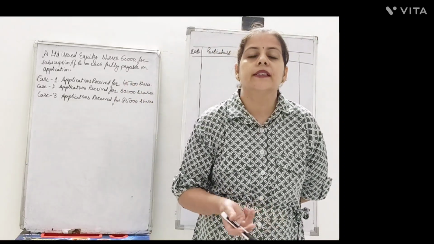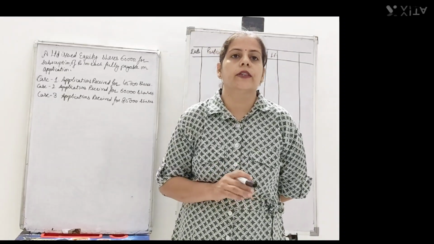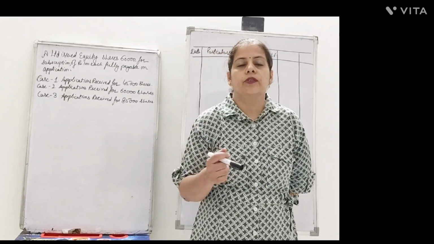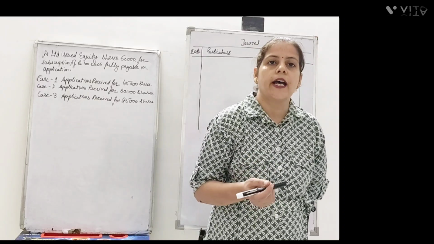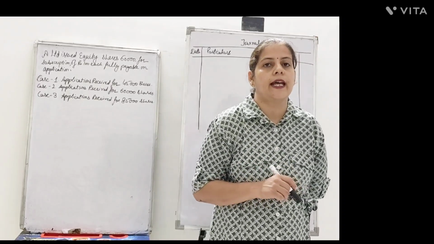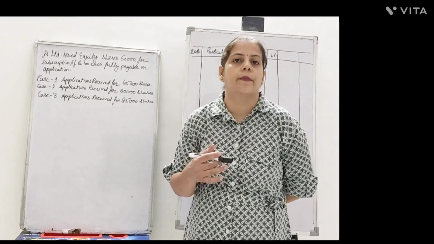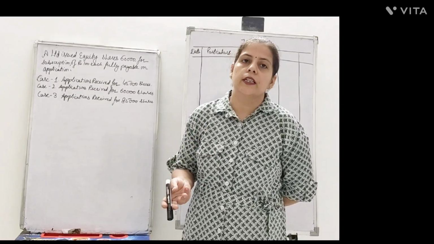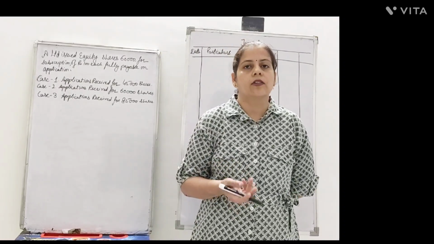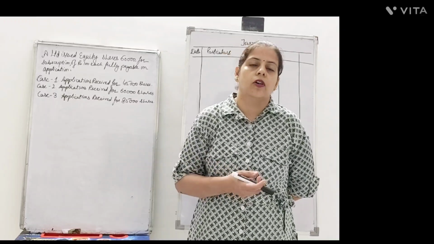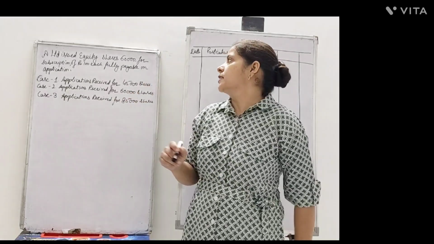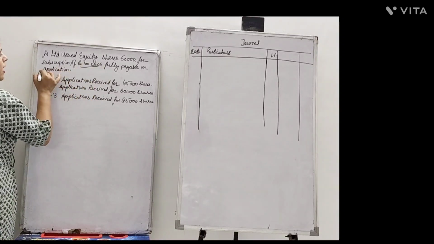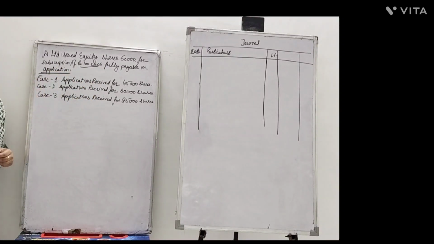I hope you remember what was discussed in the earlier video, the journal entries relating to share capital issue. The first entry is bank account debit to equity share application, and the second entry is equity share application to equity share capital, followed by allotment and first and final call, or first, second, third calls. But in this case, the full amount of ₹100 each was payable on application.